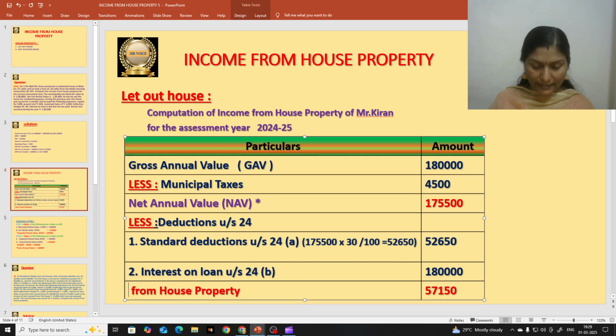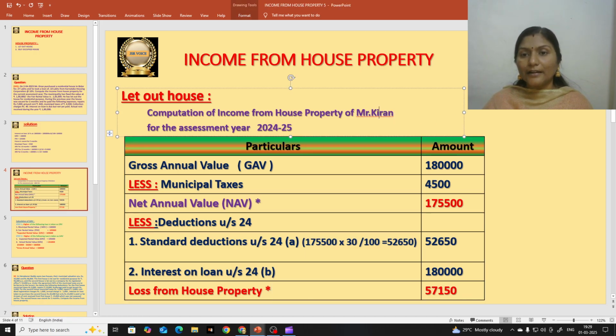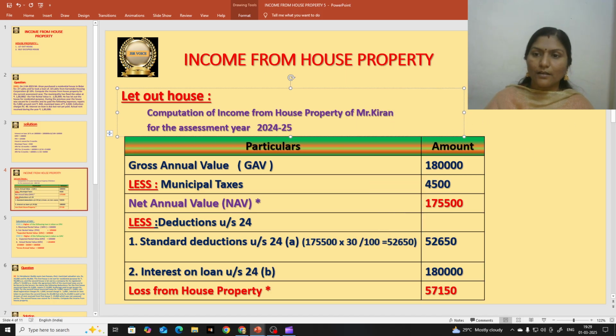Because that is a negative amount, we have to call it what? Loss. Loss from house property. That is the answer that we get here. Hope this is clear for everyone. So this is how we calculate income from house property of Mr. Kiran for the current assessment year, that is 2024-25. Hope this is clear for everyone. So this is how you have to calculate.